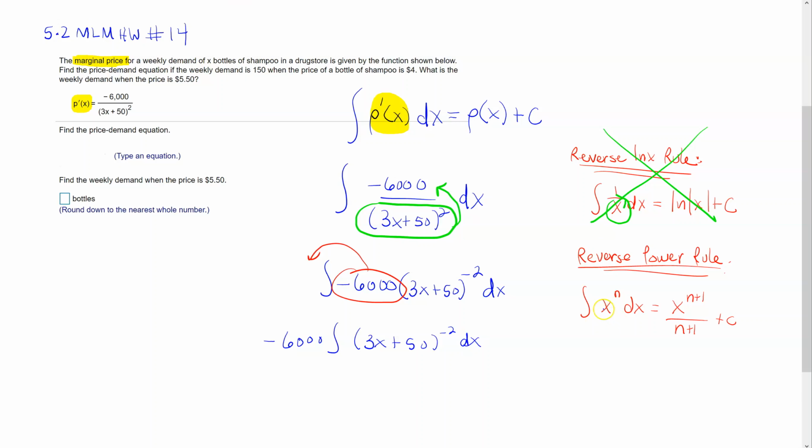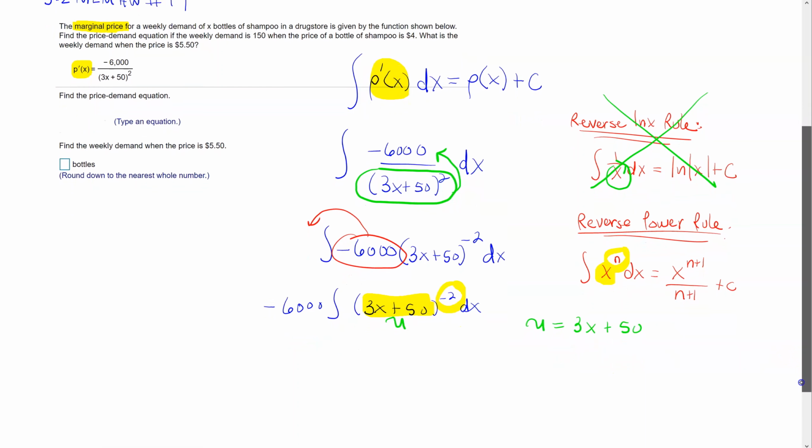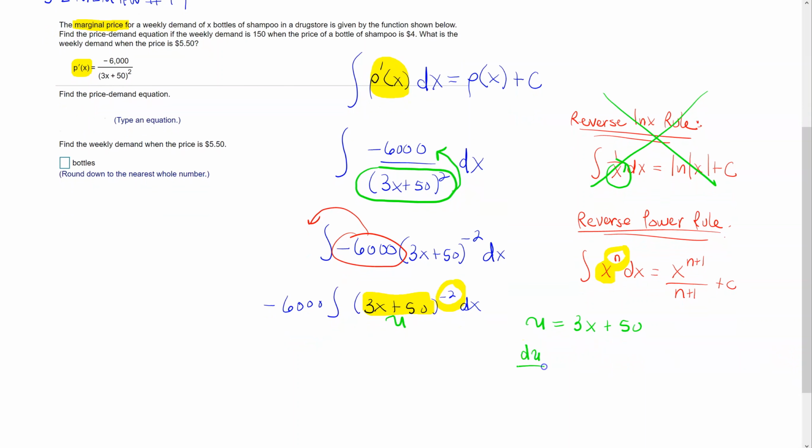But to use the reverse power rule, I need a plain variable as my base, and right now I have a binomial as my base. I have a constant exponent, so that part's okay. It's just that base, so I need to use some u substitution here. I'm going to let my base, that binomial, be my u, and then do my steps for u substitution. I'll take the derivative of u with respect to x. That's just going to be 3. I'll relocate that dx to the other side, so du is equivalent to 3 dx.